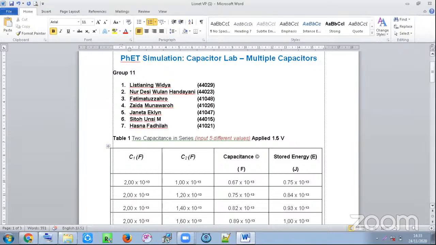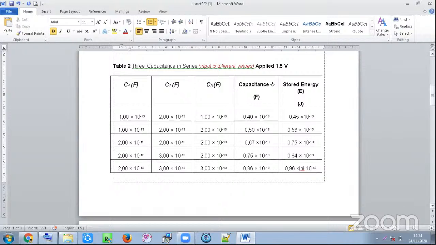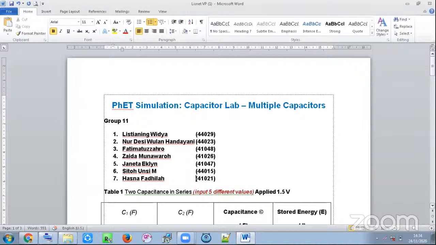Okay, next in row 5, we input 1.60 times 10 to the power of minus 13, and the result of capacitance and stored energy are 0.89 times 10 to the power of minus 13 and 1 times 10 to the power of minus 13. Okay, you can see in the table.